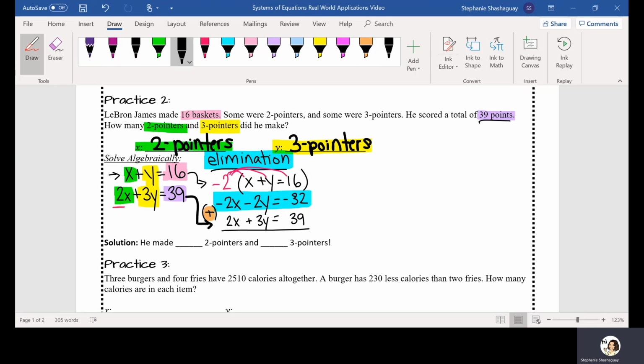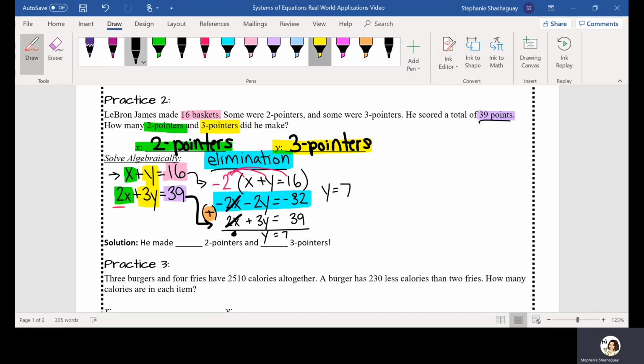-2X plus 2X, they cancel out and I get 0. -2Y plus 3Y just gives me Y. And -32 plus 39 is going to give me 7. So that means Y is equal to 7.